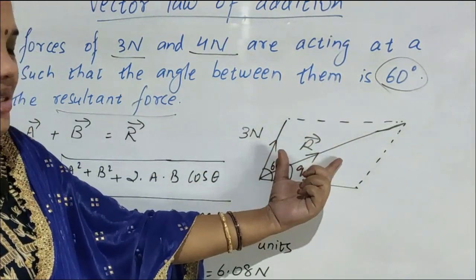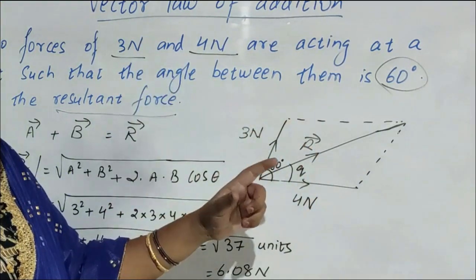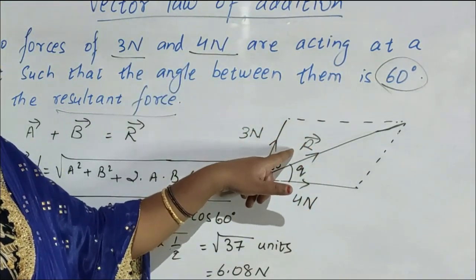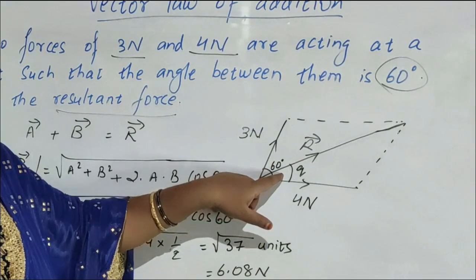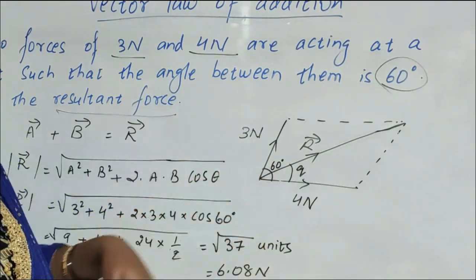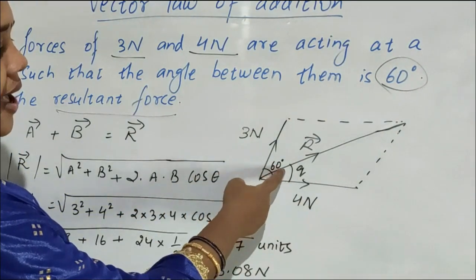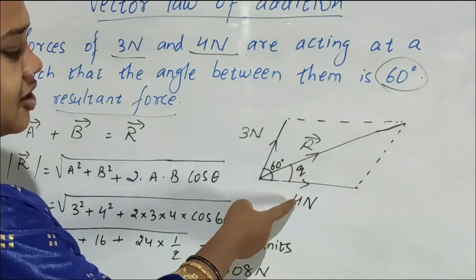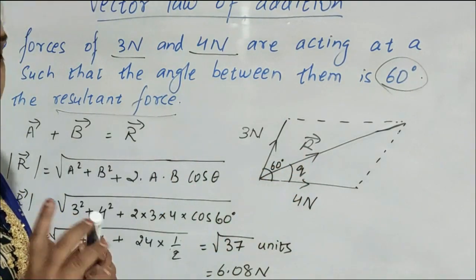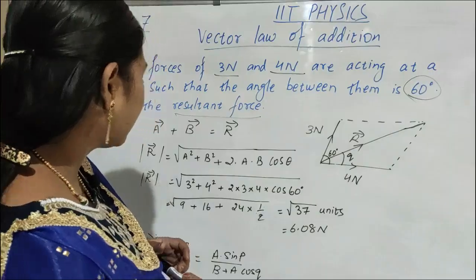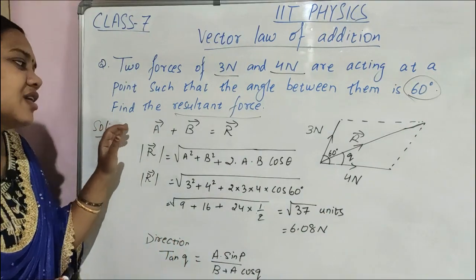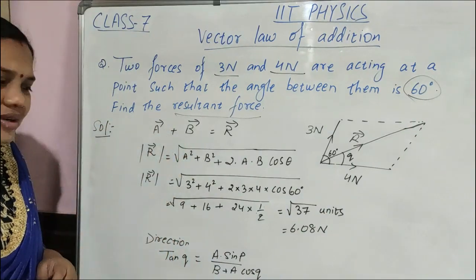The length of this diagonal is the magnitude of the resultant vector, and the direction is theta with the 4 Newton force. Theta is this angle, the angle between the resultant and the first vector. That is the direction. So we have A vector plus B vector equal to R vector.